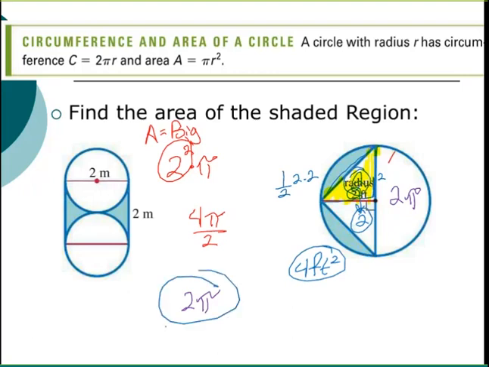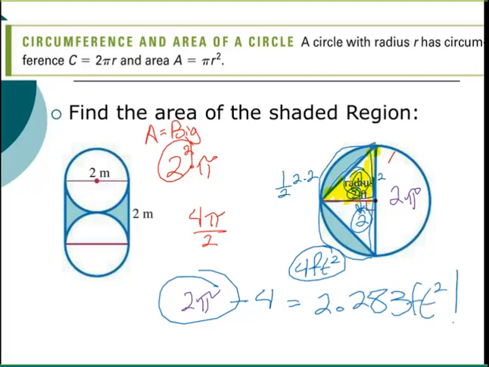If I take my 2 pi, which is this whole leftover region, and subtract my 4, that will give me my leftover portion, the leftover shaded region. So 2 pi minus 4 gives me 2.283 feet squared, which is the leftover small shaded region here and here together.